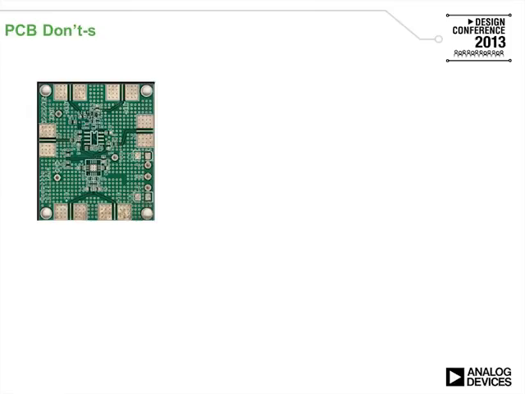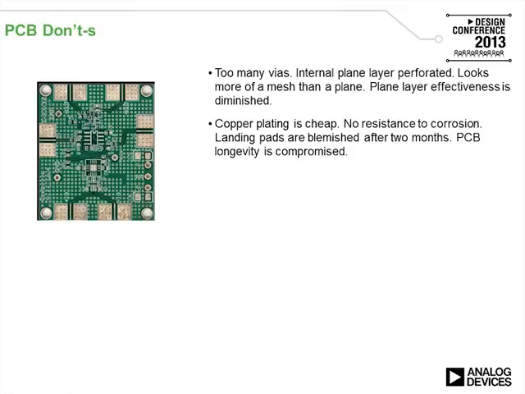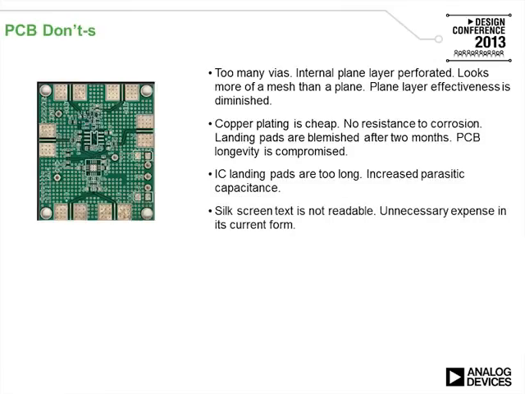Here's some PCB Don'ts. Here is an example of the PCB. Several things to note here. There are too many vias. With those vias drilled right through, the internal plane layer is perforated. Looks more of a mesh than a plane. Its effectiveness is greatly reduced. In this particular board, the copper plating is cheap. There is no resistance to the corrosion. You already see discoloration.